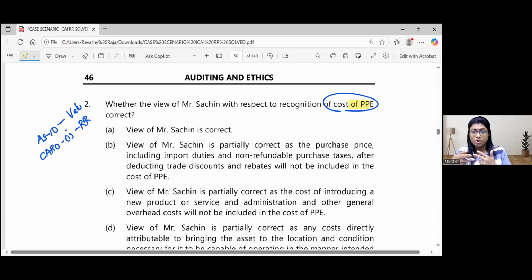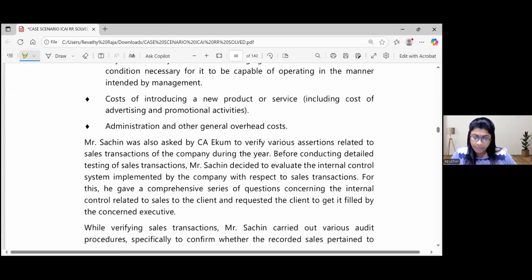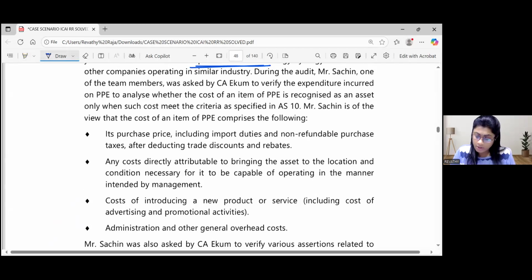Cost, valuation. So which will come to your mind, AS or CARO? It is AS. Very good, it is regarding AS 10. Now they are saying the view of Sachin is correct or not correct. So can we go in search of Sachin? Where is Sachin? Here, to recognize the cost of PPE.